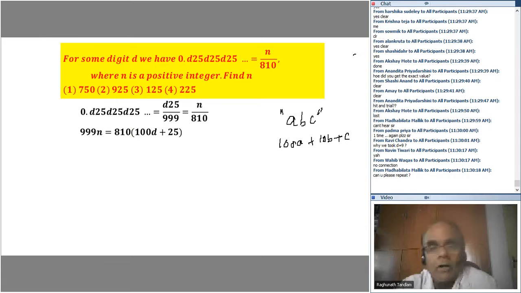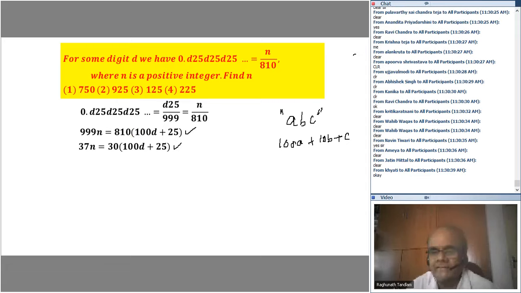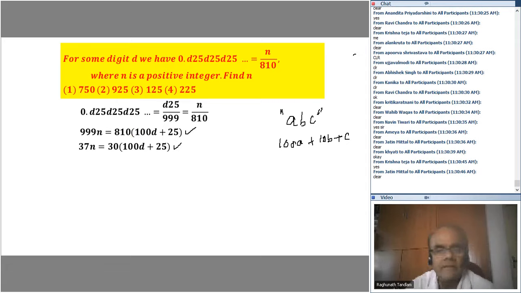Right. Now, what is common to all of them? 37 is common, remove them. 27 is common, remove them. Are we clear? The next step is clear? Removing the common factors. What's the next step? Are we clear with this also? How many are clear with this?